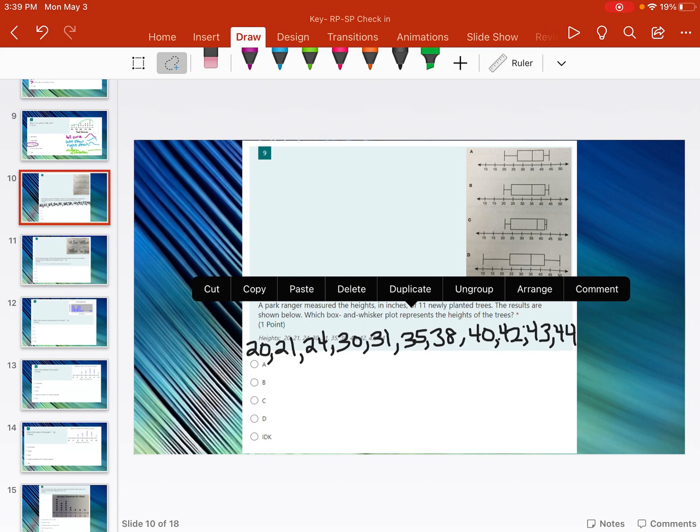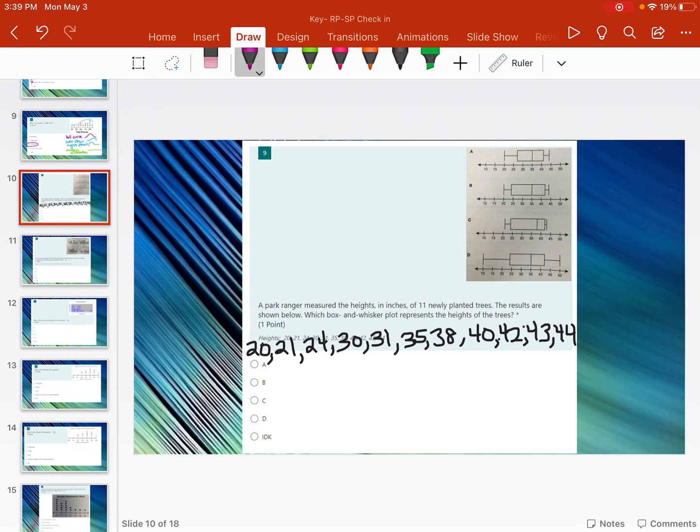Okay, and we need to find all the pieces, right? So the pieces of a box plot are the lower extreme, the lower quartile, the median, the upper quartile, and the upper extreme. As we go through this, I will identify all those pieces. So the upper and lower extreme are just the biggest and smallest numbers. So that part's pretty easy. Lower would be less, so 20 is our lower extreme. Upper would be the bigger one, so 44.